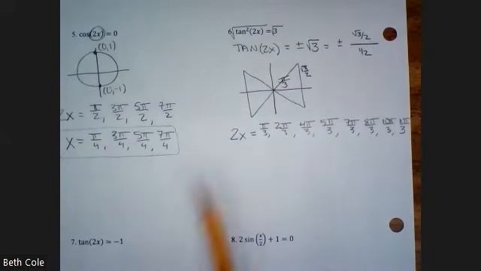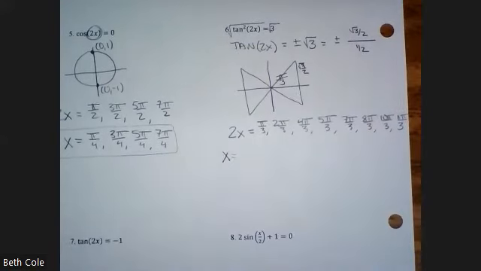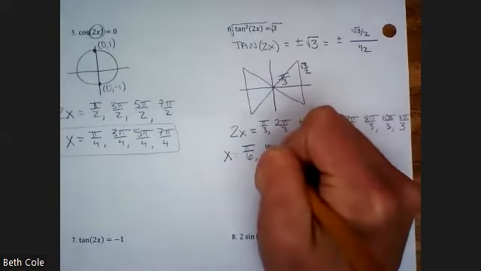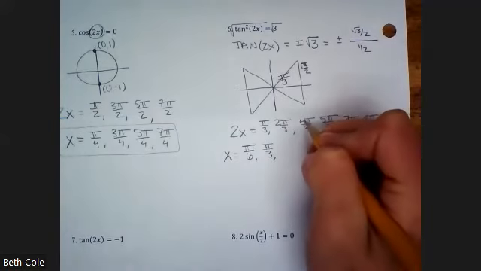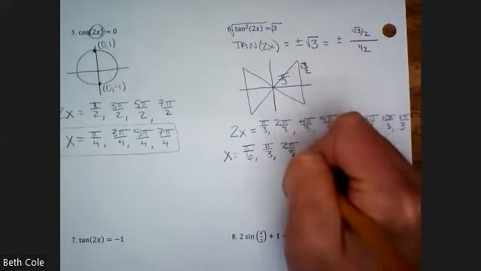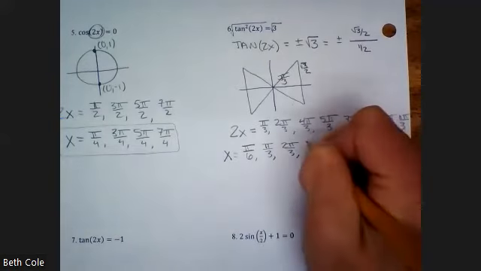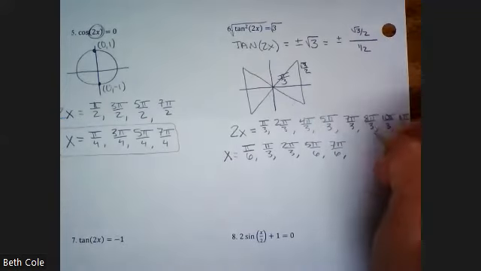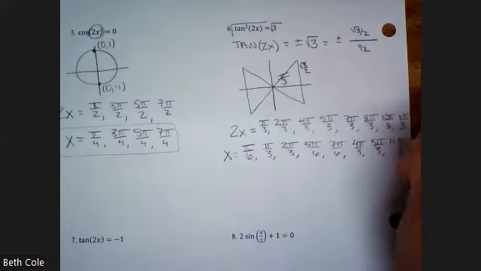And then what do you do to get x by itself? Divide by 2. If you divide by 3 and then you divide by 2, you have now divided by 6. Just be careful because some of them are going to reduce. The fractions will reduce. First one's pi over 6. Next, you would have 2/6, which is 1/3. And then 4/6, which is 2/3. And then 5/6, which doesn't reduce. 7/6, which doesn't reduce. 8/6 would be 4/3, 10/6 would be 5/3, and then 11/6.